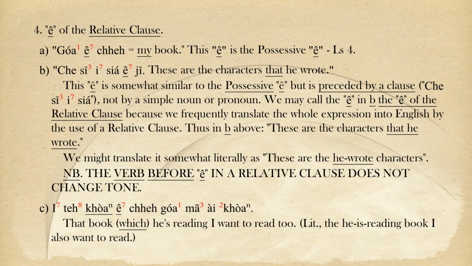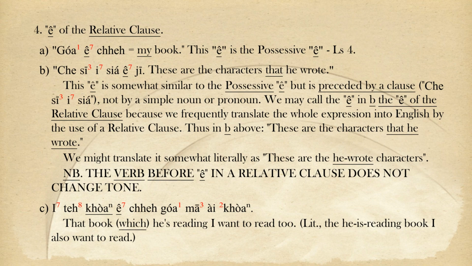This A is somewhat similar to the possessive A, but is preceded by a clause, not by a simple noun or pronoun. We may call the A in B the A of the relative clause, because we frequently translate the whole expression into English by the use of a relative clause. Thus in B above, these are the characters that he wrote. We might translate it somewhat literally as, these are the he wrote characters. Note well, the verb before A in a relative clause does not change tone.